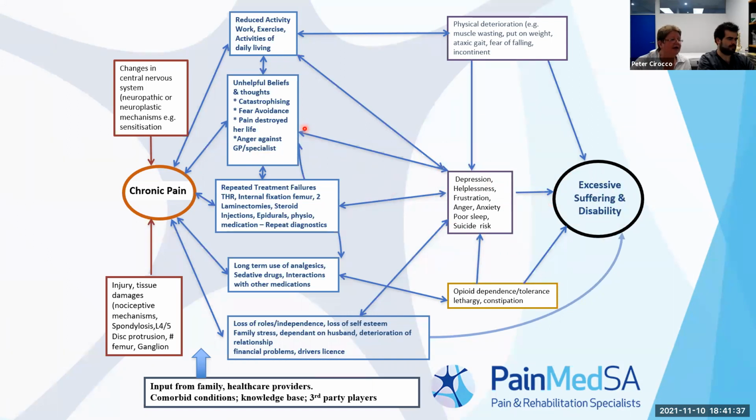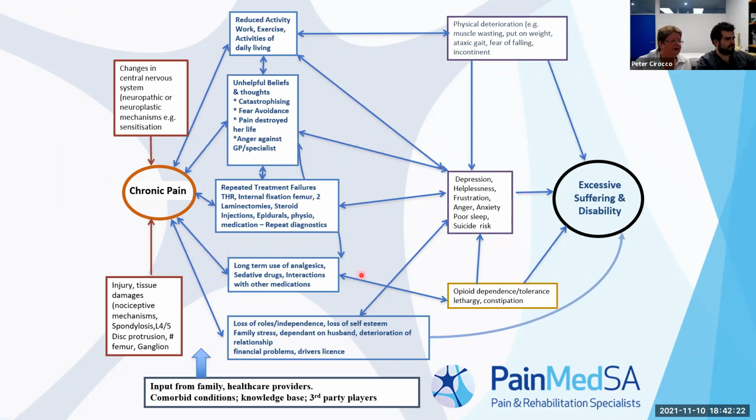So when you start to have this happening, you can see how this feeds into the first step, reduced activity, no motivation to do anything. It increases the deterioration and so forth. You start to see the pathways. Repeated treatment failures: total hip replacement, she'd had 2. Internal fixation of a fractured femur, 2 laminectomies. She'd had steroid injections, epidurals, physio, medications, and repeat diagnostics. She was looking for answers, repeat scans, and so forth. Nothing was coming up and nothing could help her. And again, that just exacerbated the psychological trauma that she was going through.